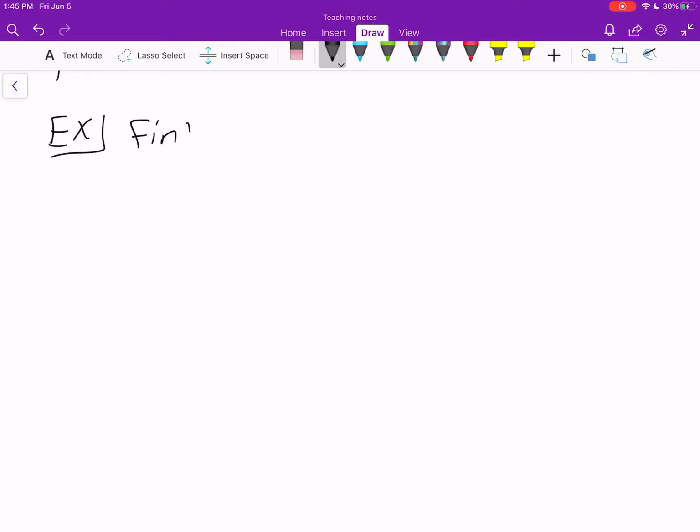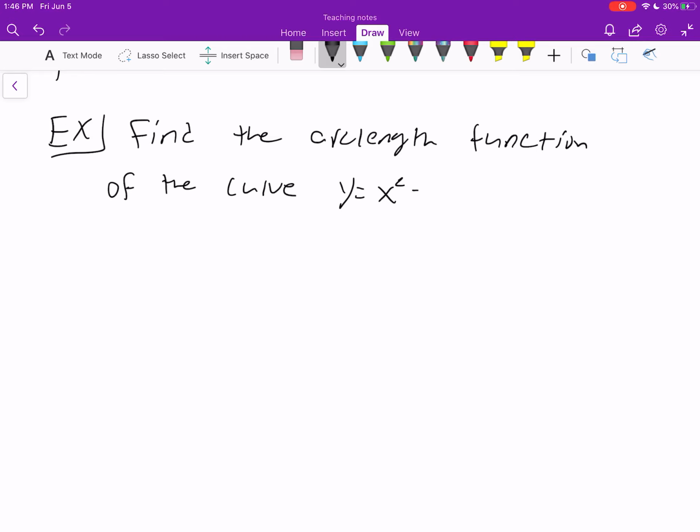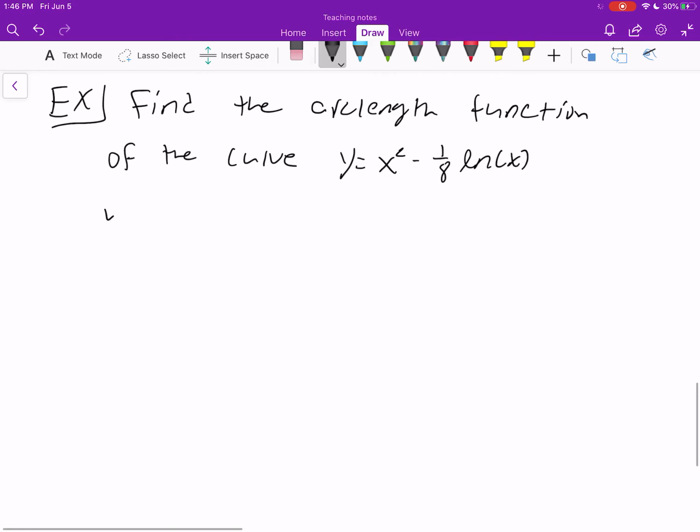We're going to find the arc length function s of x of the curve y is equal to x squared minus 1/8 ln of x, with starting point p0, and the point is (1, 1).